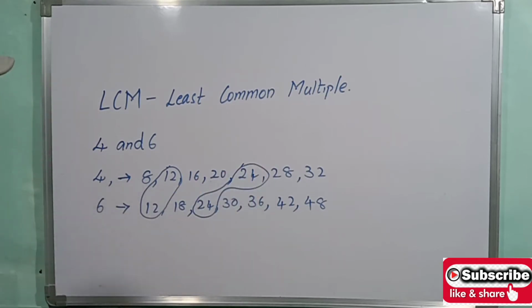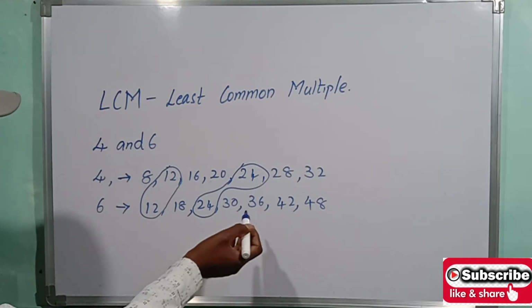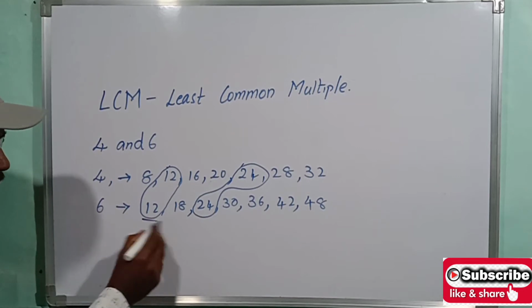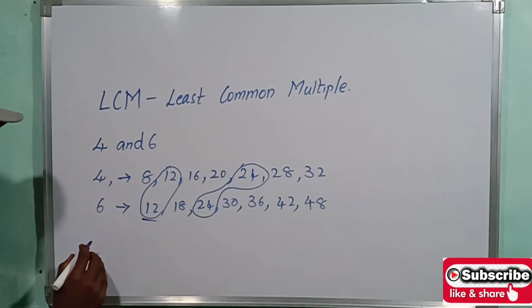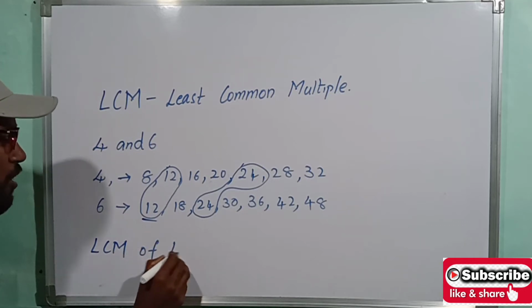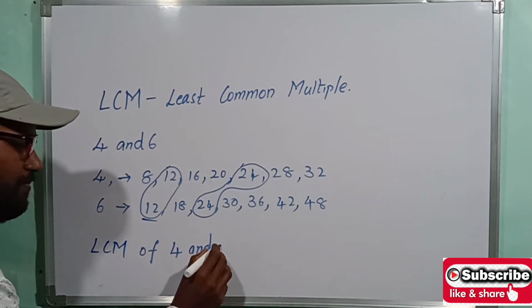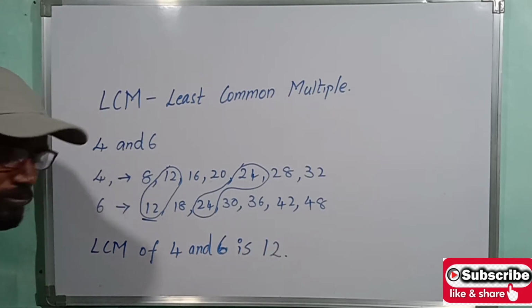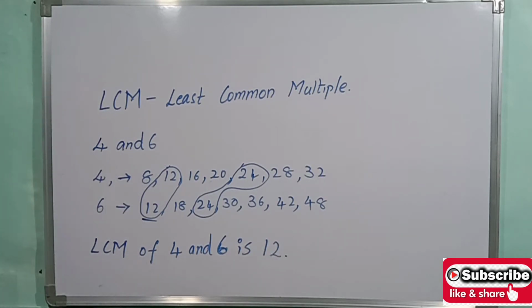24 and 24, both are common multiples. Any more? Check once, any more common multiples? So these two are common multiples. Now among these two, which is the least, the smallest one? Here the smallest one is 12. Yes or no? Yes. So the least common multiple, LCM of 4 and 6, is 12.